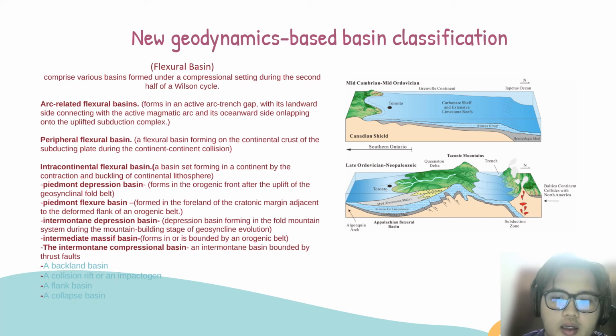And then the other types are the Intermontane Depression Basin, Intermontane Massif Basin, the Intermontane Compressional Basin, a backland basin, collision rift or an impactogen, a flank basin, and a collapse basin.